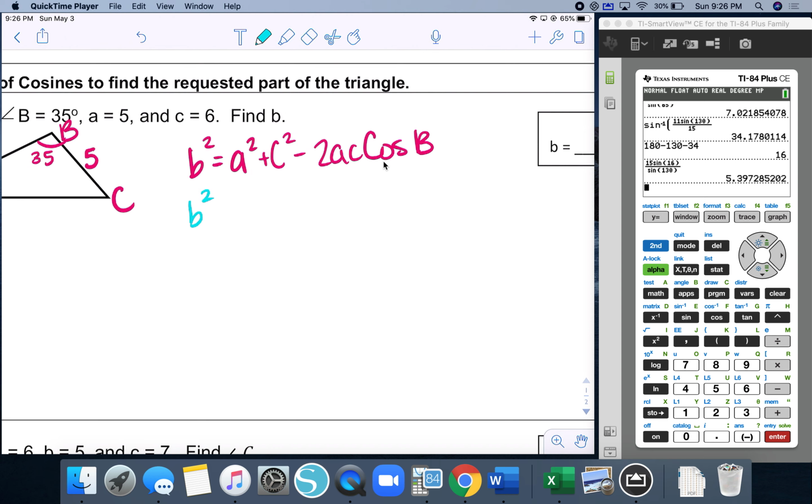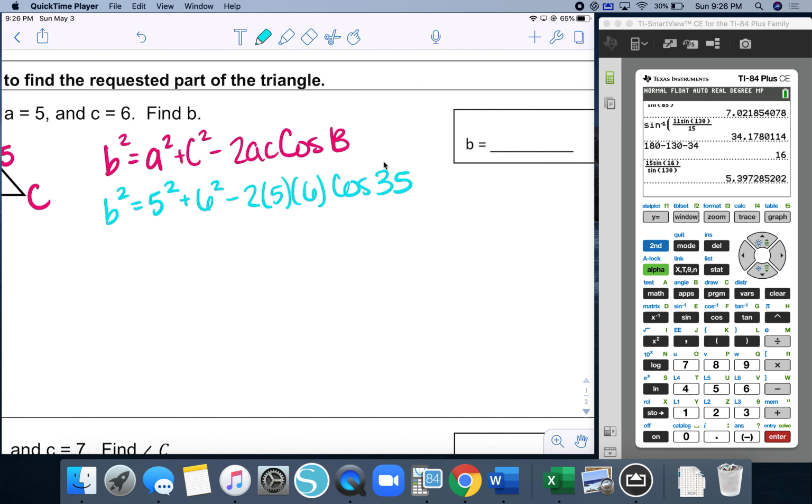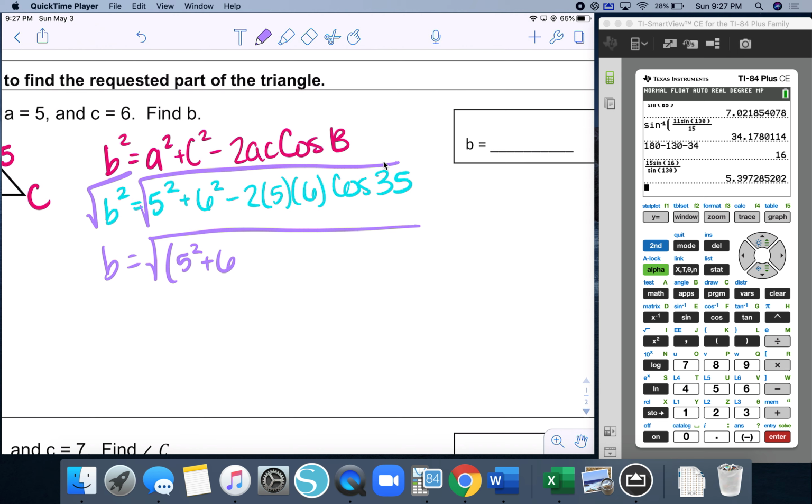So side B is going to be side A squared plus C squared minus 2AC cosine of your angle. Now if you notice, B squared is what we have. We just want B, so to get rid of the squared, I take the square root. So B is going to be the square root of all of this. I can put all of this in my calculator just like I see it.